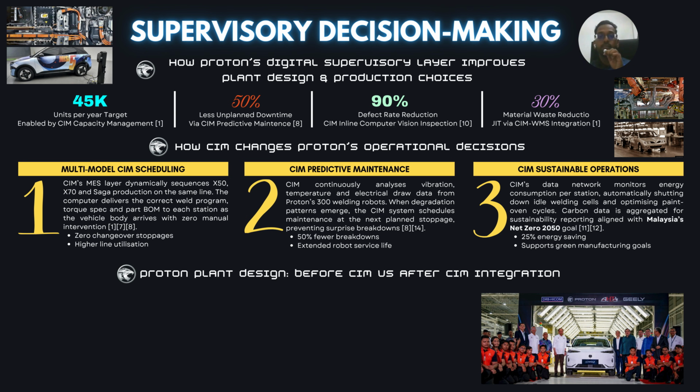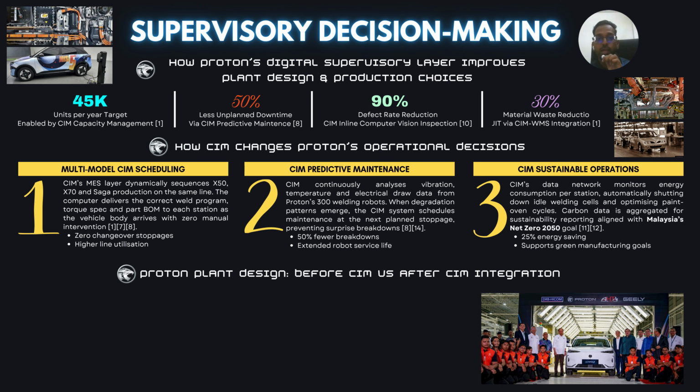Finally, let's look at the real impact CIM has on Proton operation. CIM enables three major improvements. First, multi-model scheduling. The MES dynamically sequences the X50, X70, and Saga on the same production line with zero manual intervention and zero changeover stoppages.